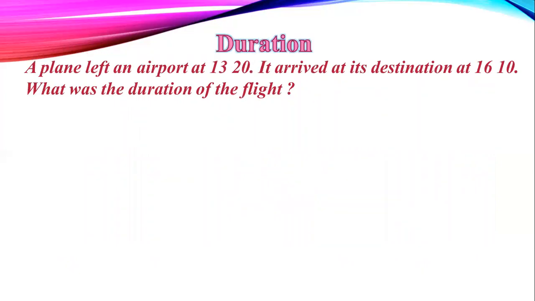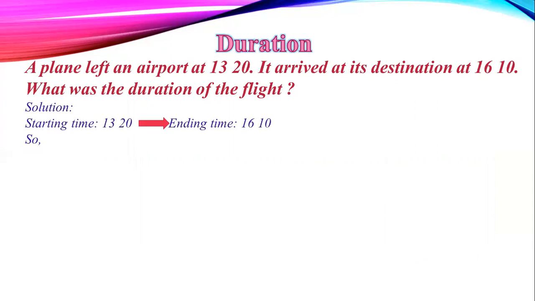A plane left an airport at 13:20. It arrived at its destination at 16:10. What was the duration of the flight? Let's solve. We know that the starting time is 13:20 and the ending time is 16:10. So what is duration? The difference between the two. Now we are going to solve this vertically.